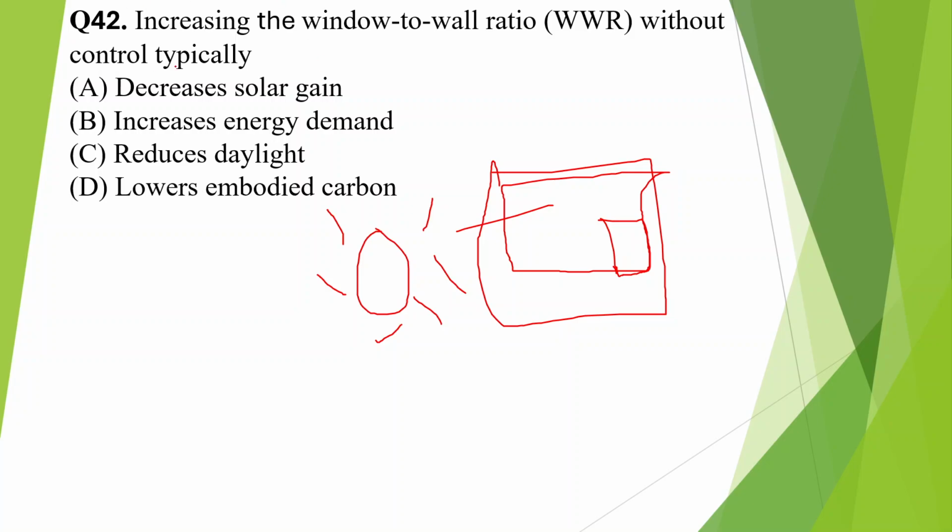But in this particular question, the case that has been shown to you, if you increase your window to wall ratio, then it will definitely increase the solar radiation that can penetrate inside the building, and it will heat the building again and again, like it happens and creates the greenhouse effect in a car.